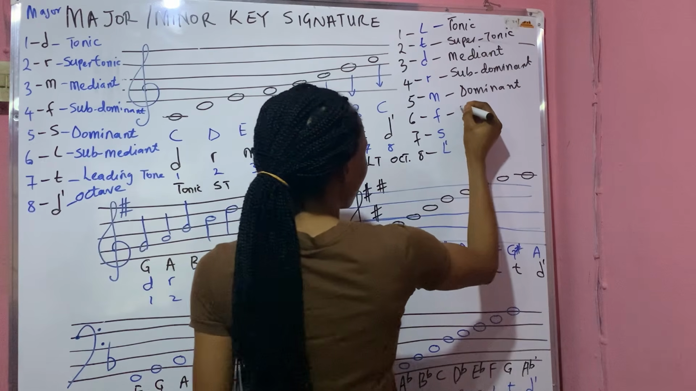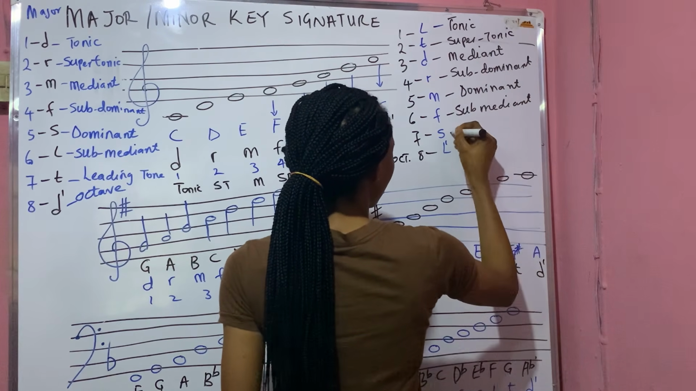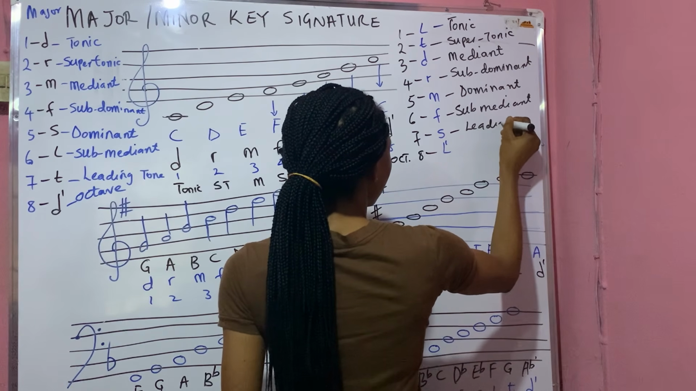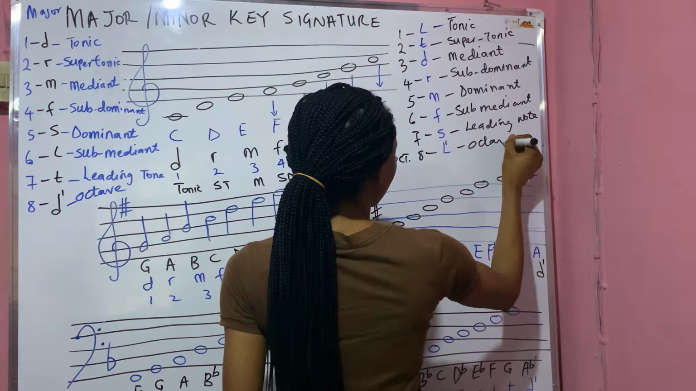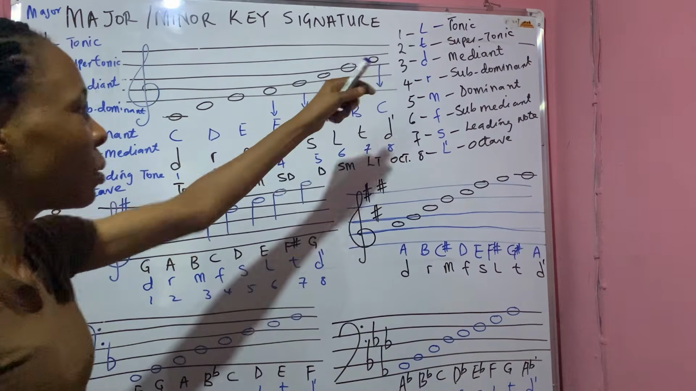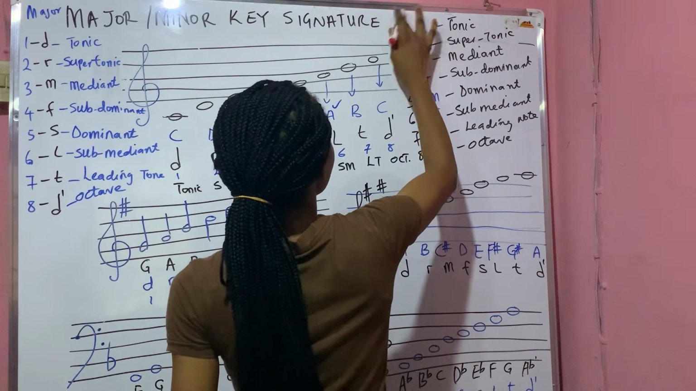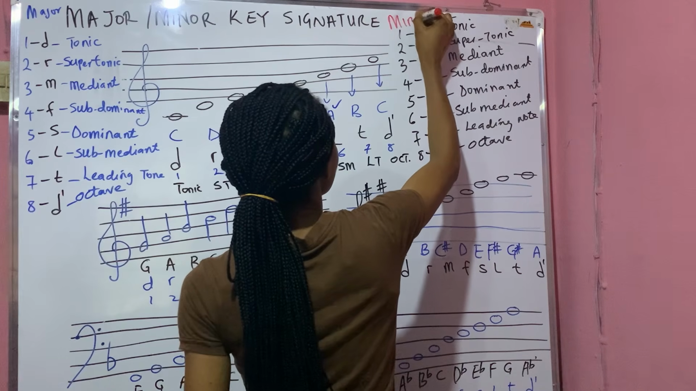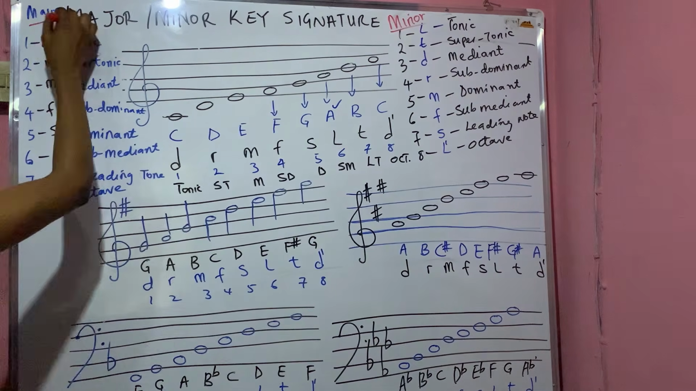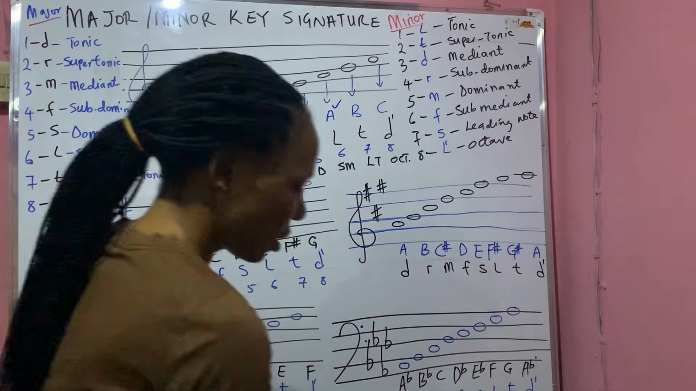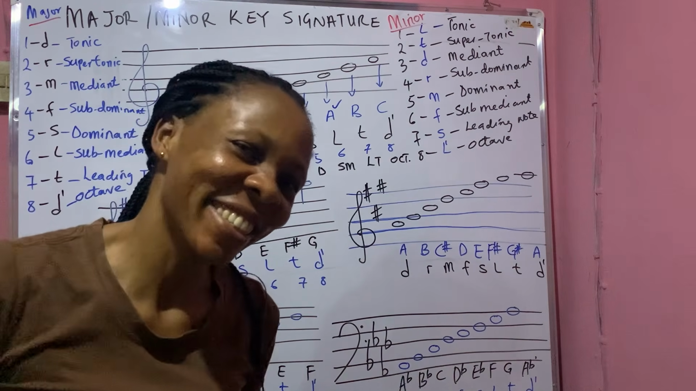Then this one now becomes submediant, degree 6, fa. And this one now becomes the leading note. And this one now becomes the octave. Can you see the difference? This is minor key. This is for minor and this is for major, the technical names. Can you see the difference? Should we continue? Say right on.